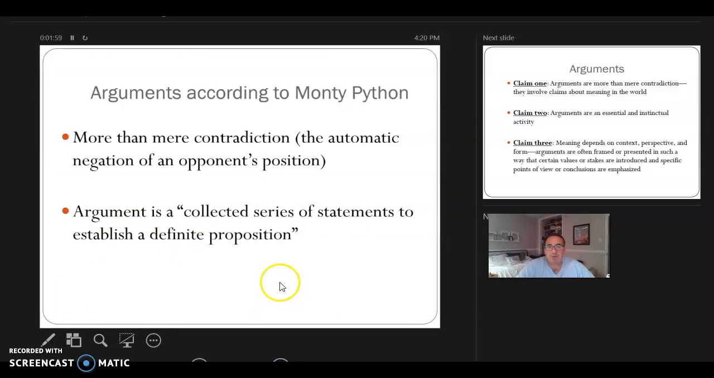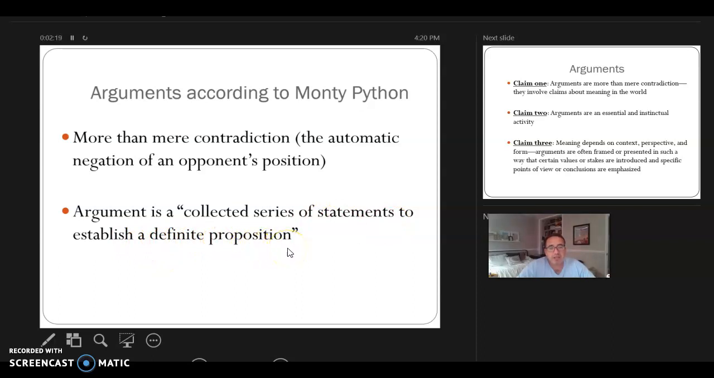He puts forth a couple ideas, right? That argument is more than mere contradiction. That's what John Cleese is doing, just merely contradicting Michael Palin's character. So Michael Palin is saying that an argument is more than that. An argument is, in his words, a collected series of statements to establish a definite proposition, right?